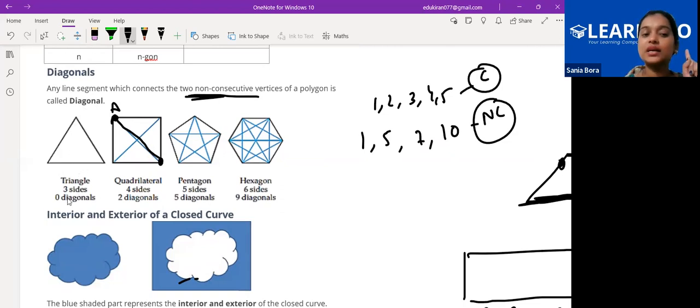Just remember, triangles don't have any diagonals, because there is no non-consecutive side. This is consecutive, this is also consecutive. So in triangles there is no non-consecutive side. That's why a triangle has 0 diagonals. In a quadrilateral, there are 2 diagonals. In a pentagon, there are 5 diagonals. In a hexagon, there are 6 diagonals.